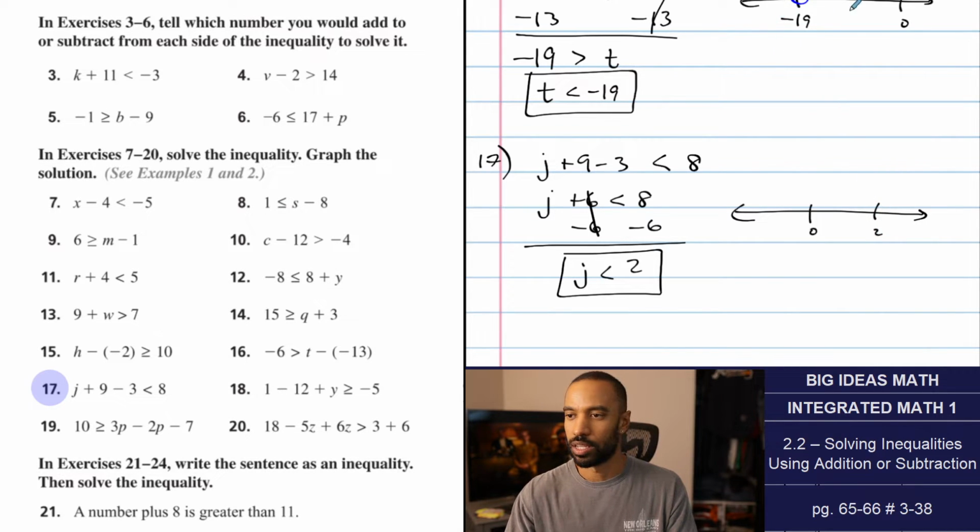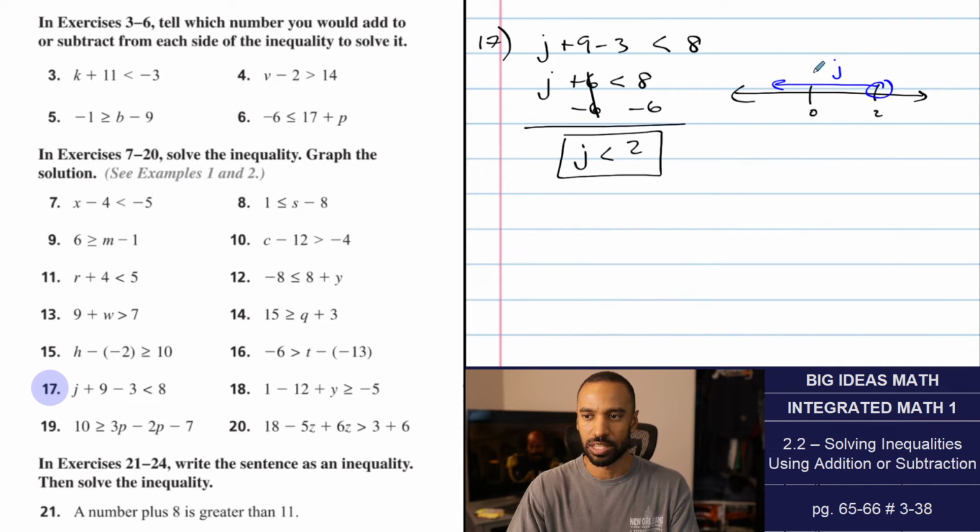We are supposed to graph these, right? Yep. So J is less than 2. Now again, check 0. 0 plus 9 minus 3 is 6. 6 is less than 8. 0 works as that works out. Number 18.